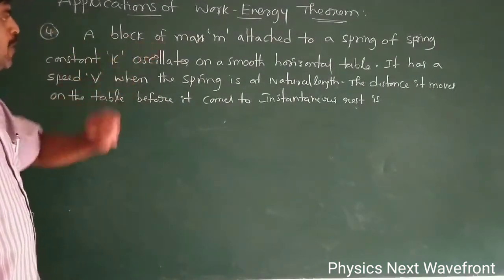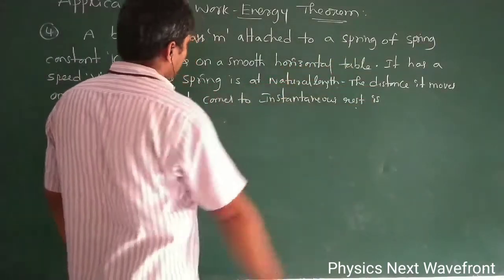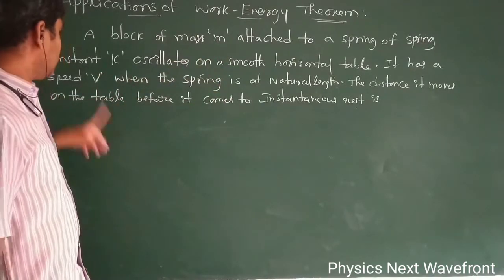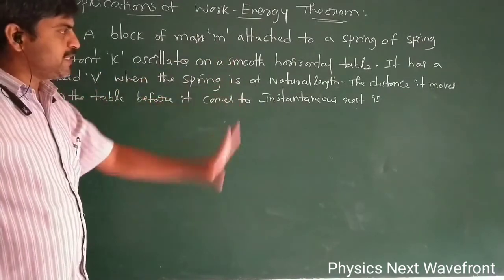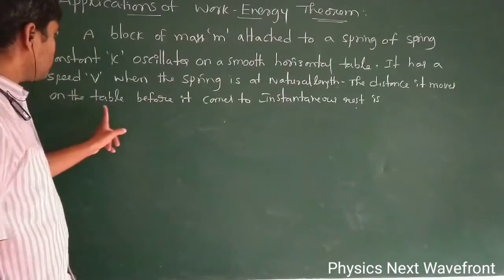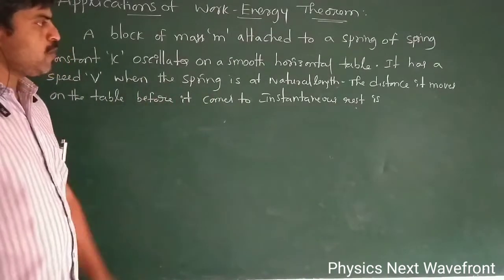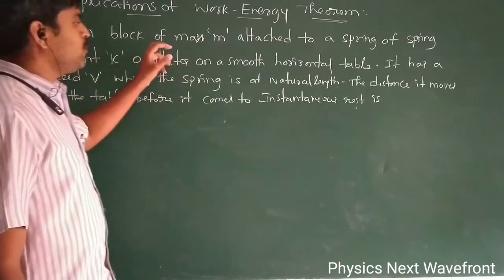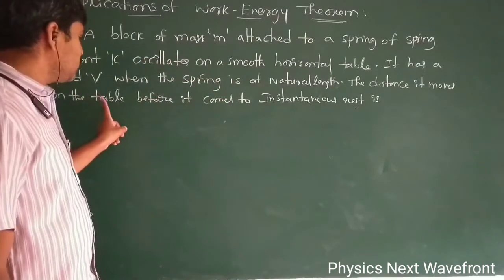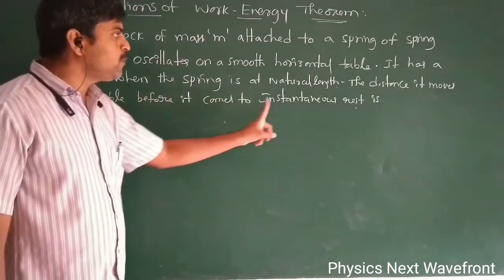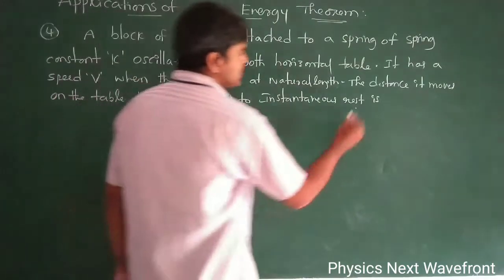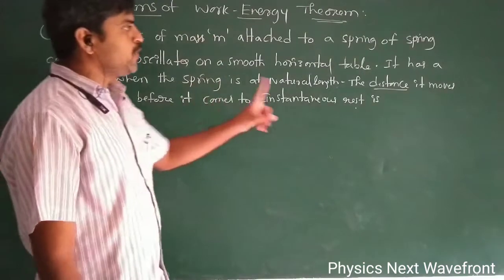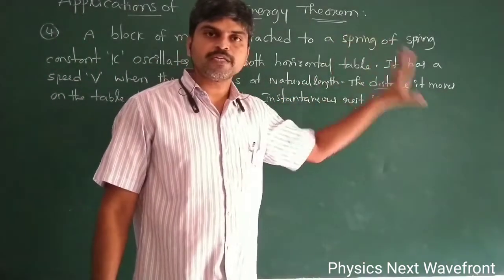A body of mass m is attached to a spring of spring constant k and oscillates on a smooth horizontal table. It has a speed v when the spring is at natural length. We have to find the distance it moves on the table before it comes to instantaneous rest, by using the work energy theorem.